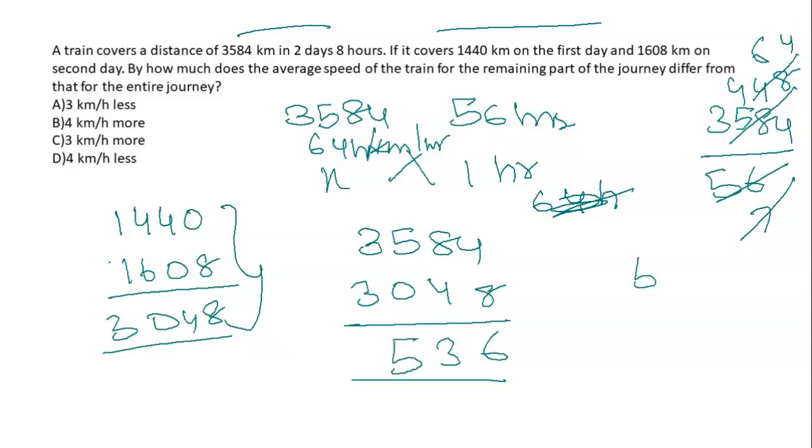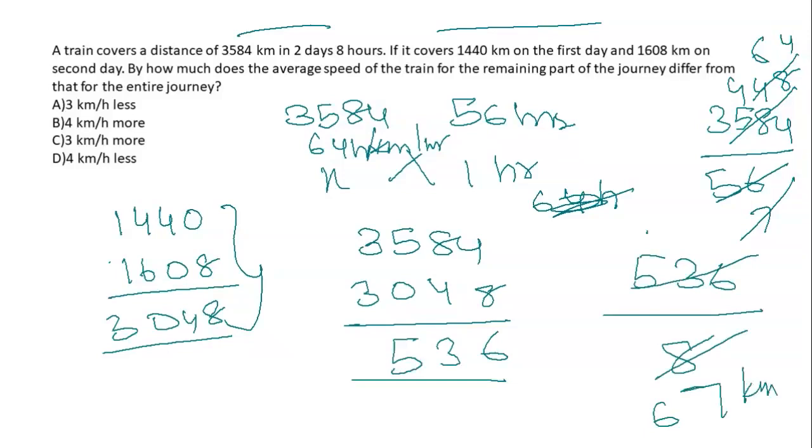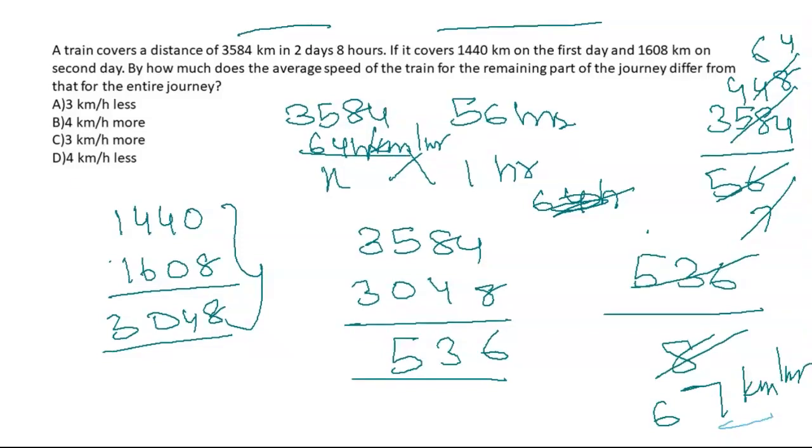This 536 it has to cover in how many hours? 8 hours. So what is the average speed? 8 times 67 is 536. So 67 kilometers per hour. The actual is 64 kilometers per hour, and this is 67 kilometers per hour. So there's a change of what? 3 kilometers more. So the answer is 3 kilometers per hour more.